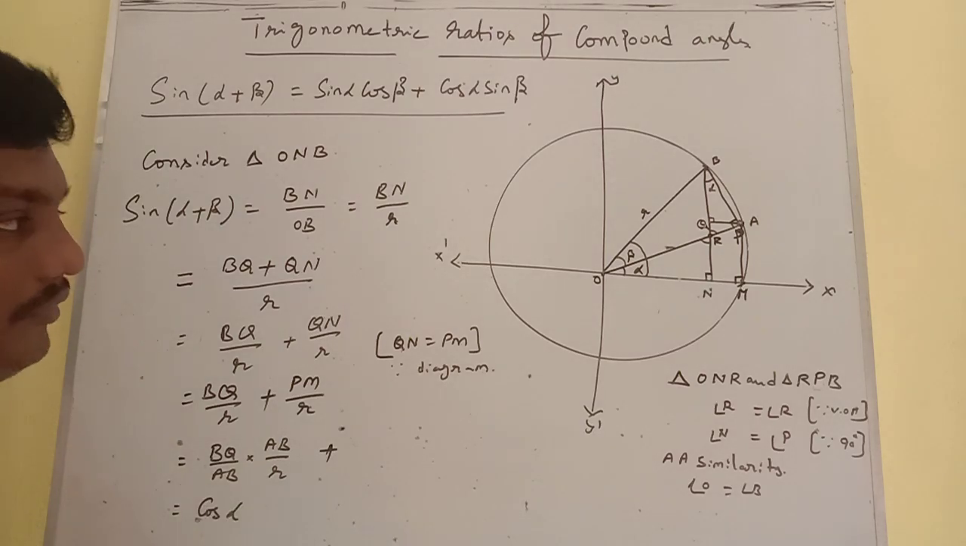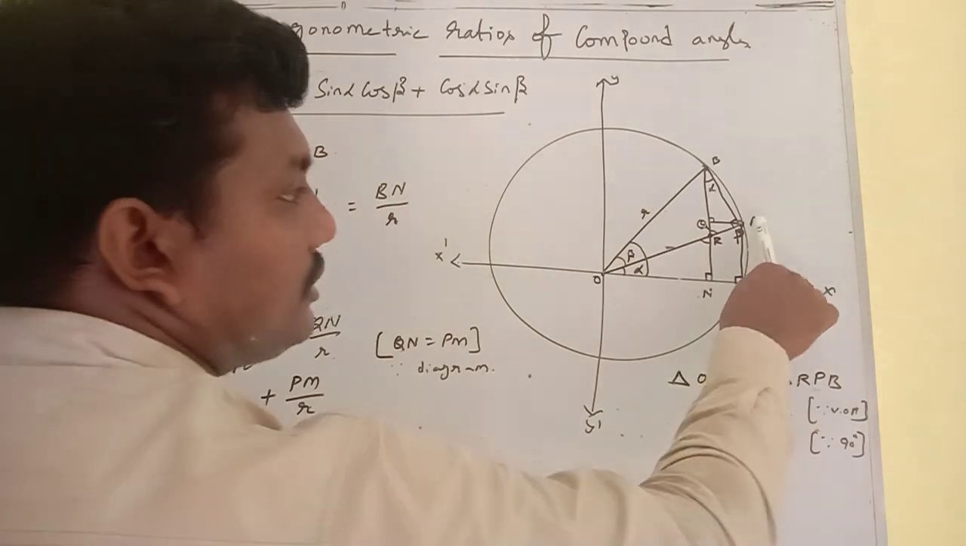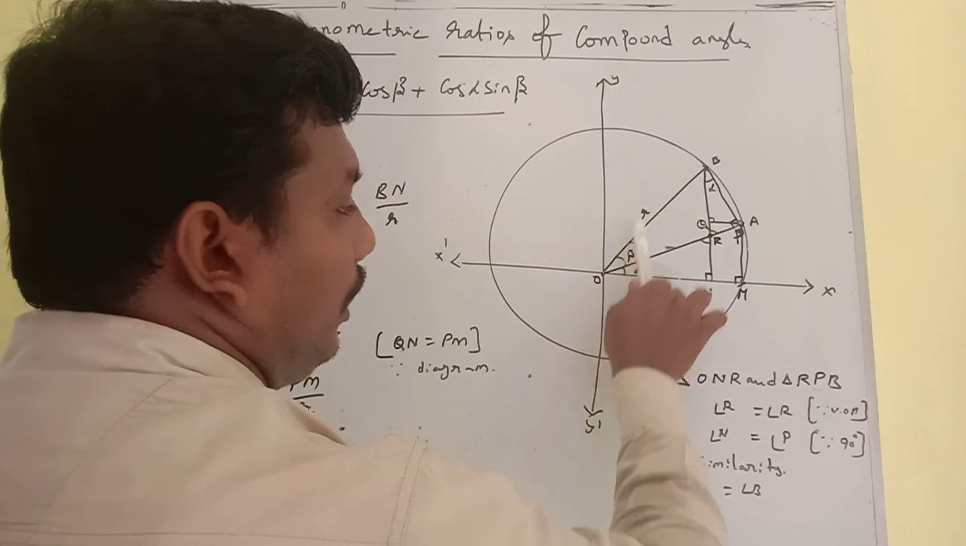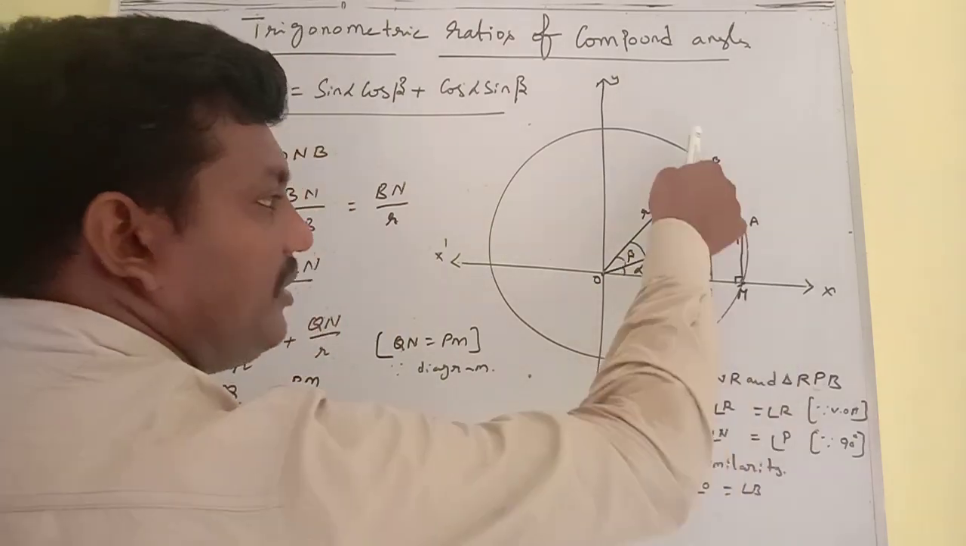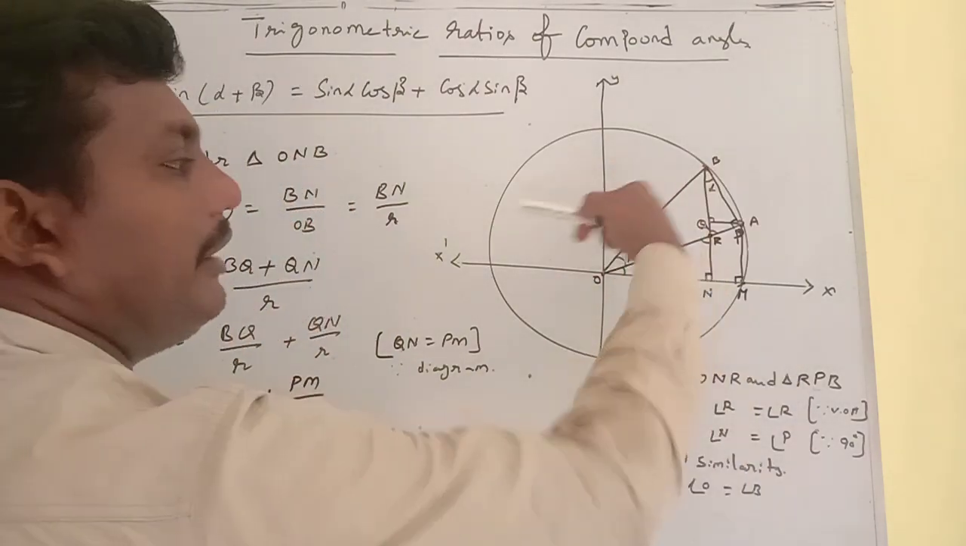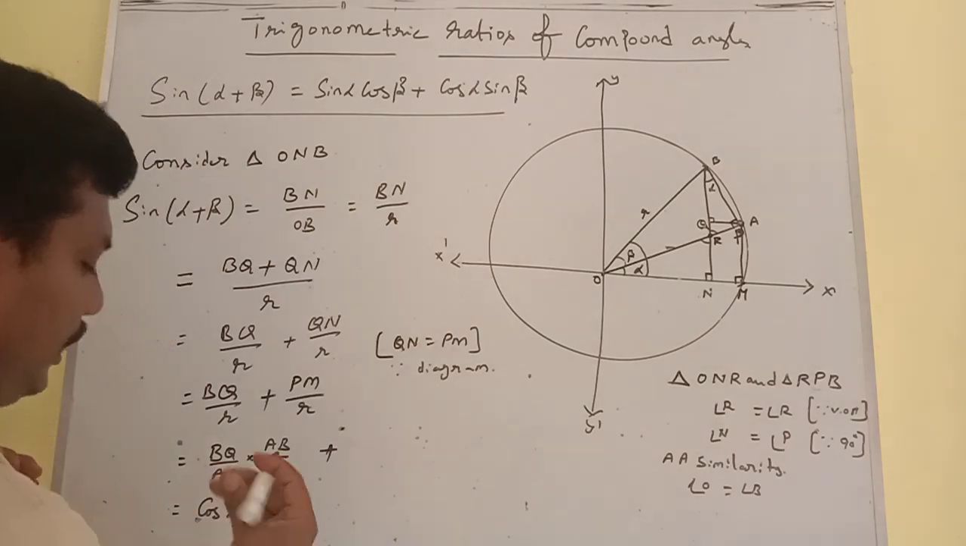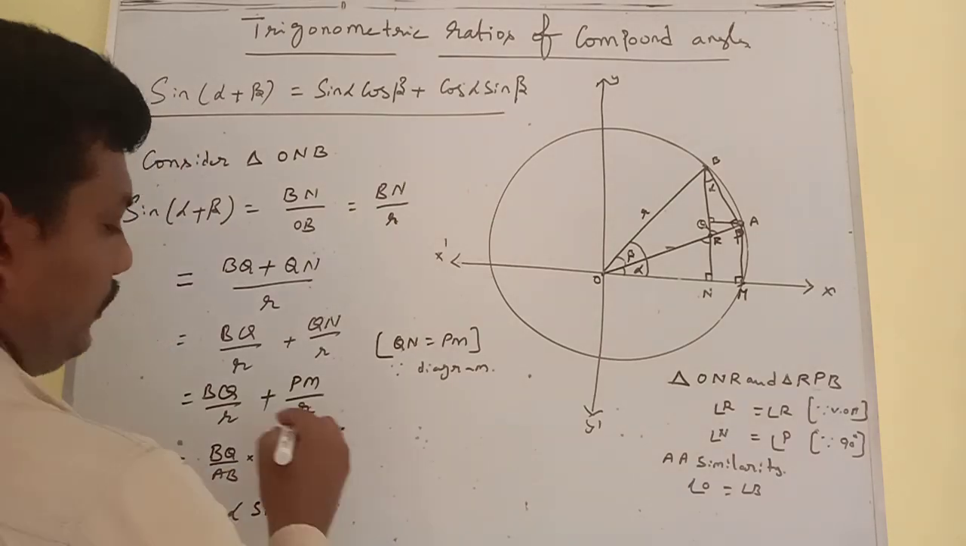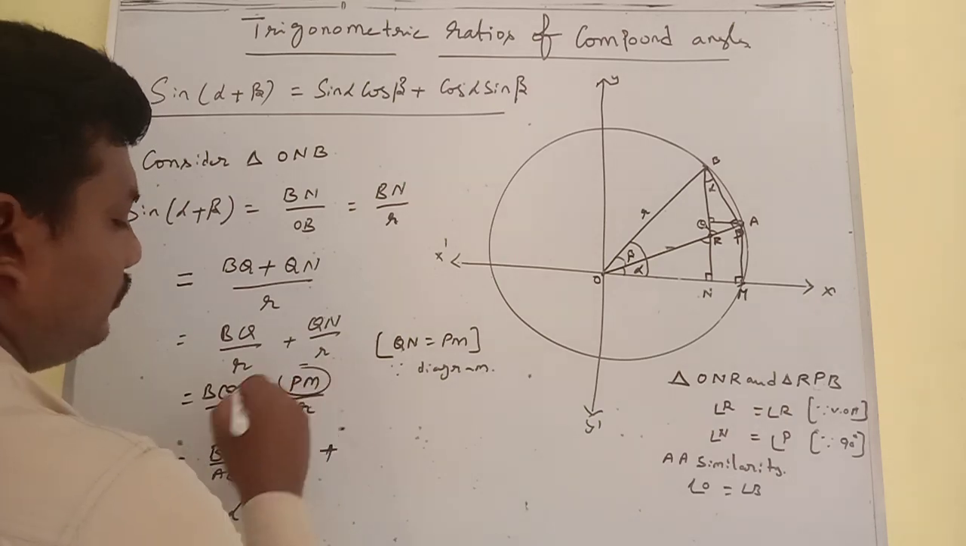Then AB by R. Where is AB? AB is this one, R is this one. So AB is opposite to the angle B and R is the hypotenuse. Then AB by R is nothing but opposite side by hypotenuse, that is sin beta.